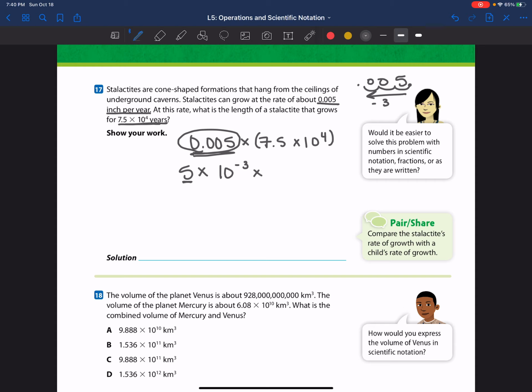Okay, so now I have my 2 factors written in scientific notation. And I'm going to use my associative property to regroup. So I'll combine my coefficients together and my powers of 10 together. All right, so I'm going to go ahead and do 7.5 times 5.